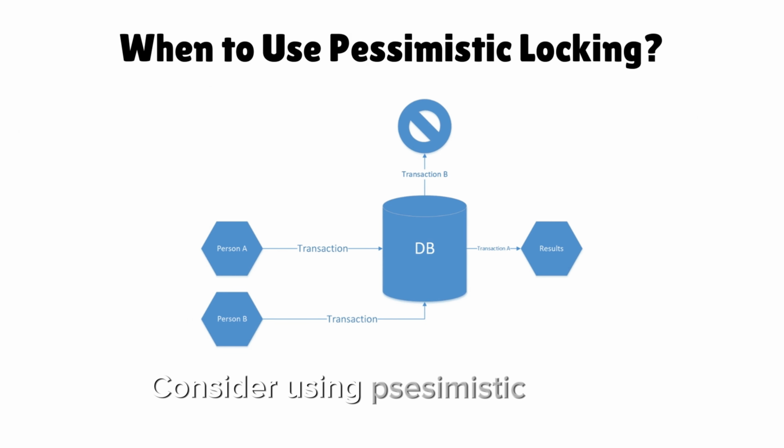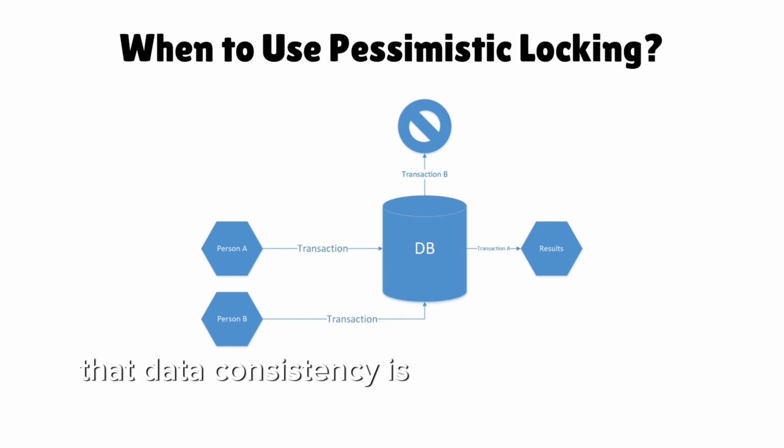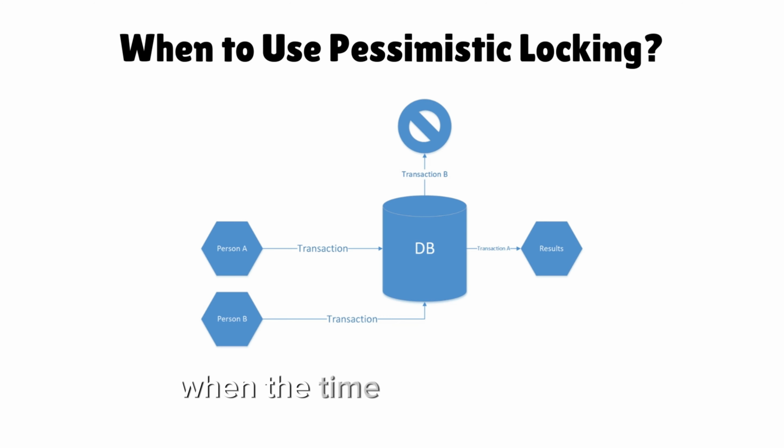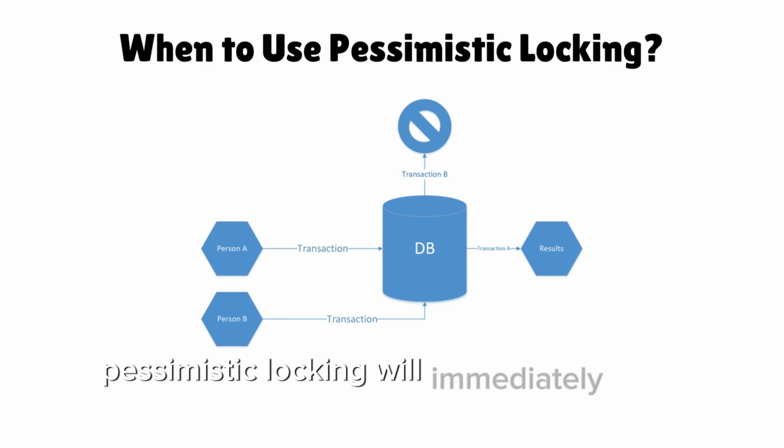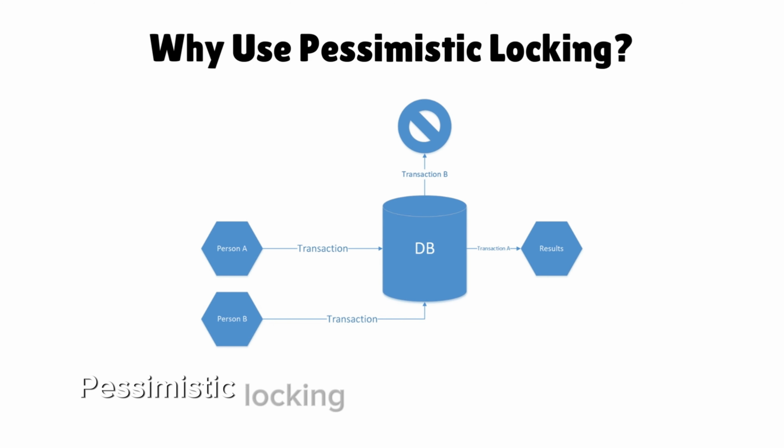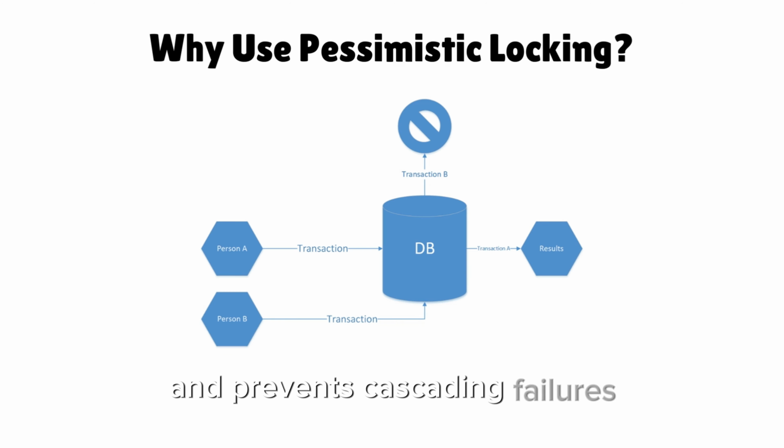Consider using pessimistic locking if you think that data consistency is more important than speed, when the time to hold the lock for the database is minimal, or when you find yourself infrequently updating data, as pessimistic locking will immediately save your changes. Pessimistic locking guarantees data integrity by preventing any and all conflicts, especially in high conflict scenarios. It ensures the safety of operations where losing data is not an option and prevents cascading failures in systems with critical datasets.